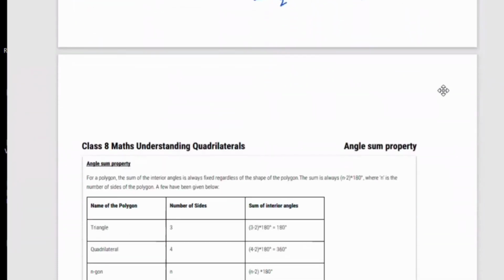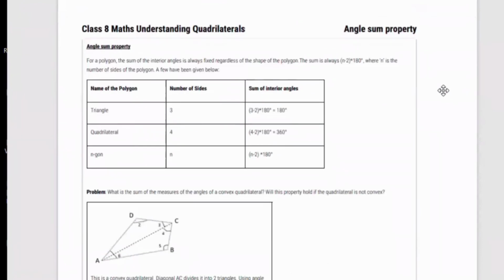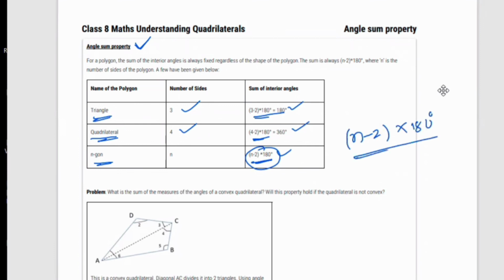Remember this formula. After this, one more important concept is the angle sum property. How to find the sum of interior angles of any polygon. If it is a triangle, three sides, so it can be written as 3 minus 2 into 180, that is 180 degrees, which you already know. If it is a quadrilateral, we have four sides, that is 4 minus 2 into 180, that is 360 degrees. If it is generally an n-gon, n minus 2 into 180 degrees. This is the formula we should remember: n minus 2 into 180 degrees is the sum of interior angles of any polygon.